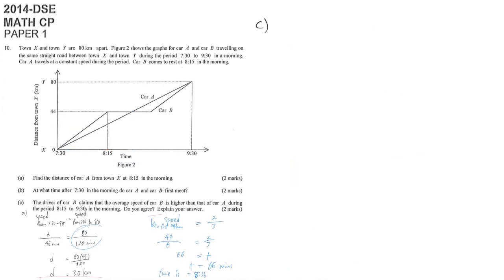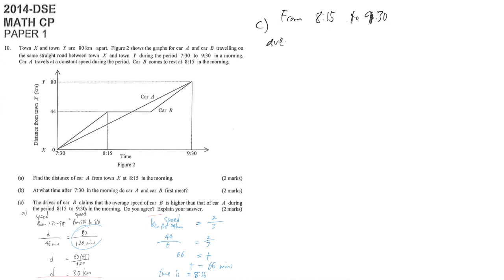Now in part C, they're asking us to compare two items. The first item is the average speed of car B during this time period. So we are talking about from here to here. What is the average speed? The second thing is asking about the average speed of car A. That means still the same, 2 over 3. And so we are focusing from 8:15 to 9:30.